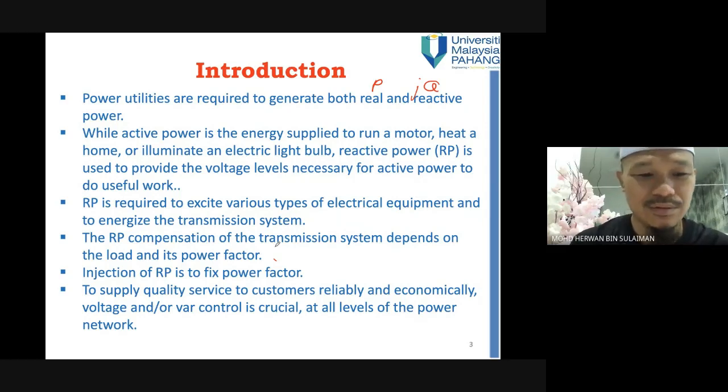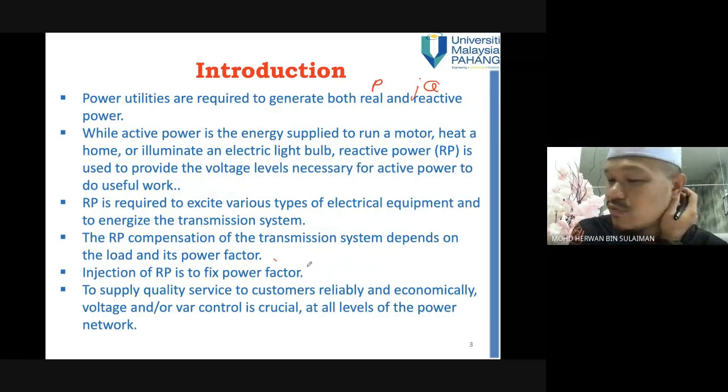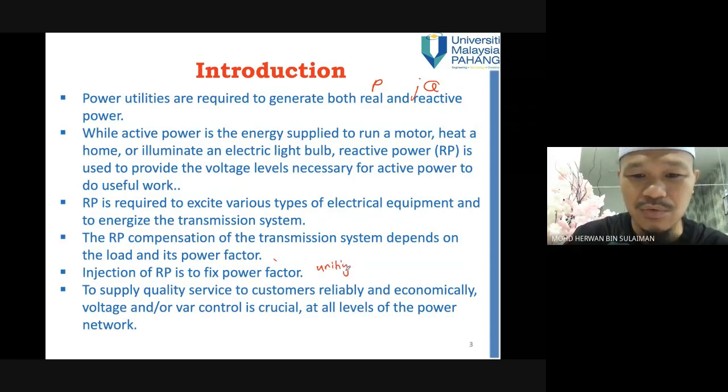Okay, and then if you remember that you have learned in power factor correction, you inject the reactive power to fix the power factor, right? So you can inject the reactive power, but need to be careful because if you inject too much, the power factor instead of becoming unity power factor will become leading power factor. So we want to avoid the leading power factor. Okay, the preferable is unity power factor, which is your power factor equals 1.